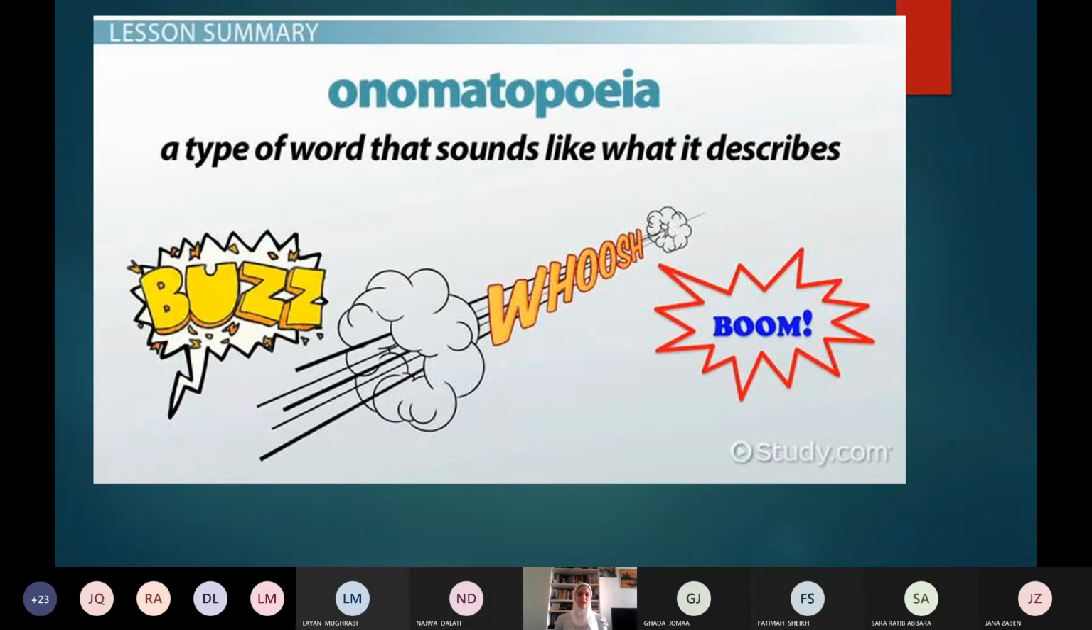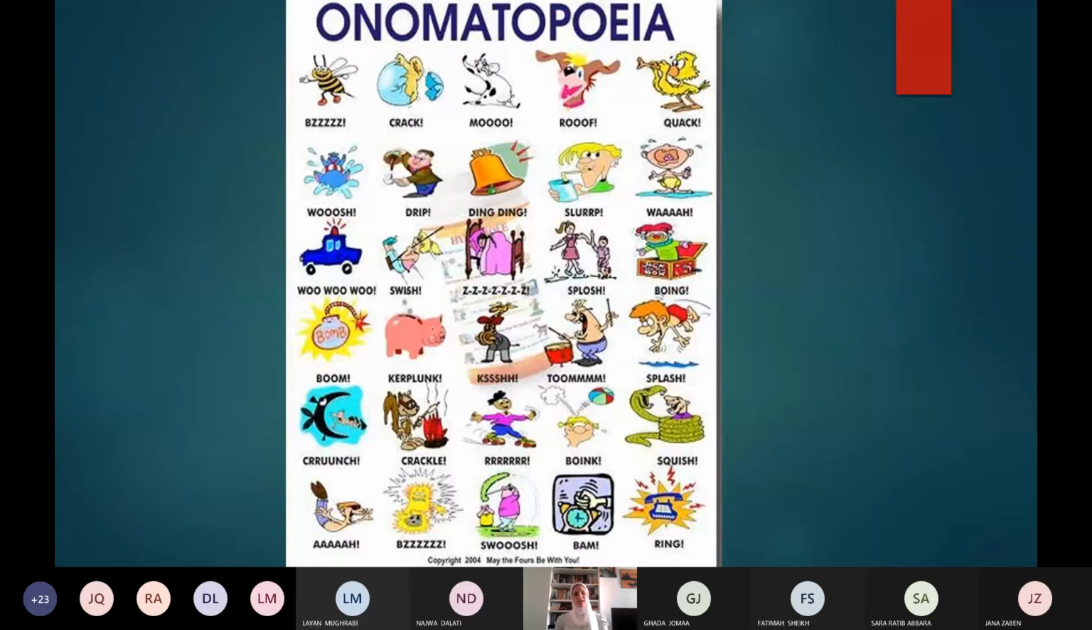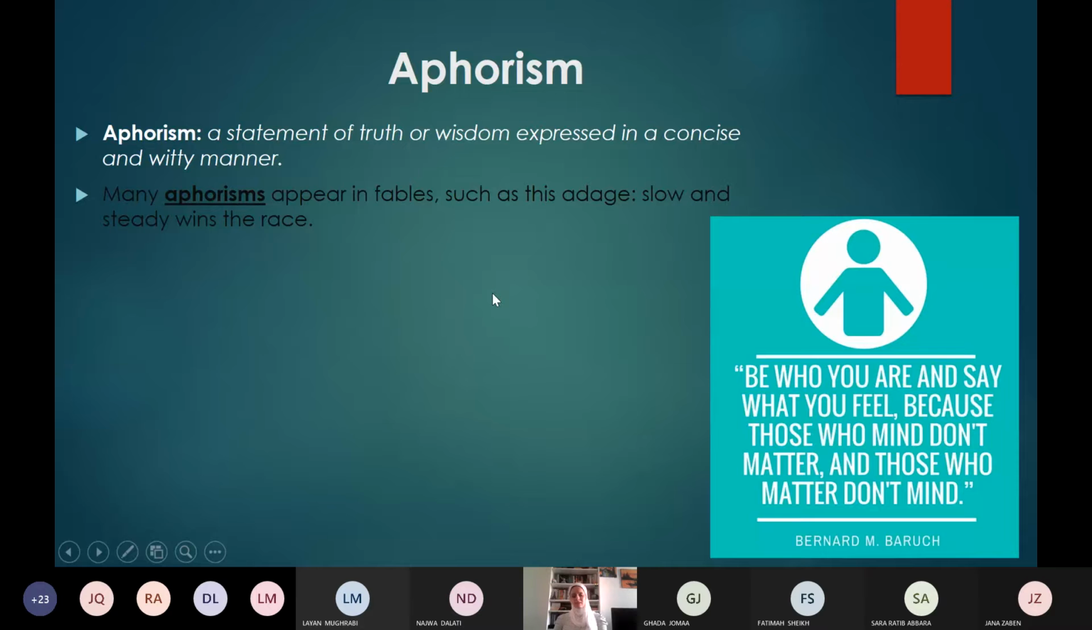Then we have onomatopoeia. Onomatopoeia is very nice, girls. It's when I write what I hear. Buzz is when it is written buzz and it sounds like buzz, right? The same exact letters. The sound is like what it describes. Whoosh. I write it whoosh. Boom. Okay. Buzz, crack, moo, roof, quack. Bam, ring, squish, zzz.